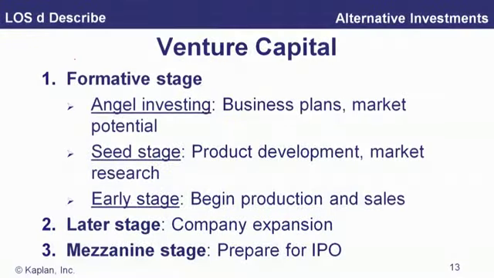Now, venture capital. I mentioned we'd have some types for you. So here we've got some stages. We've got three listed here: formative stage, later stage, and mezzanine stage. Now, let's start with that mezzanine stage. Mezzanine always means in between something, or almost always means in between something when we use it in finance. And here it means between being a venture capital private company and being a public company.